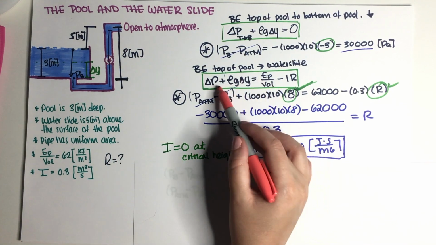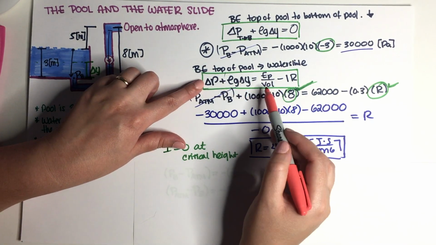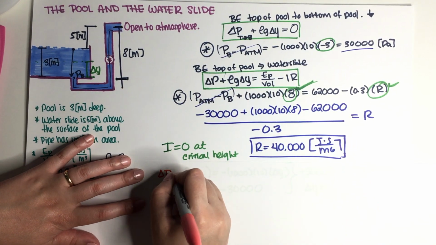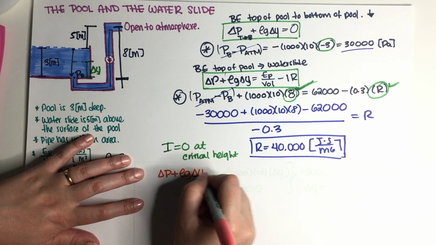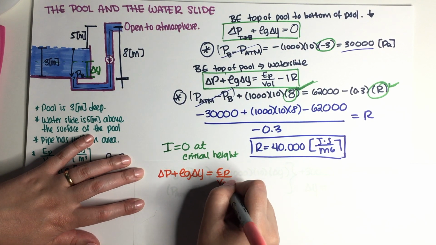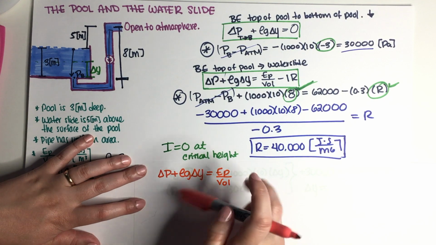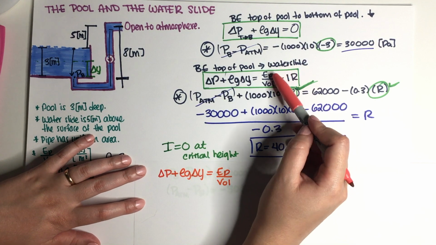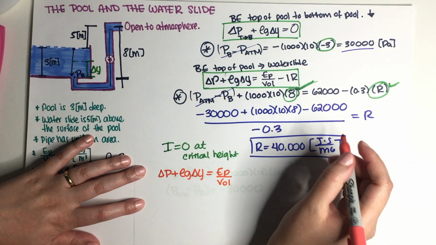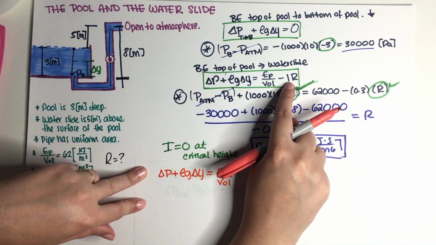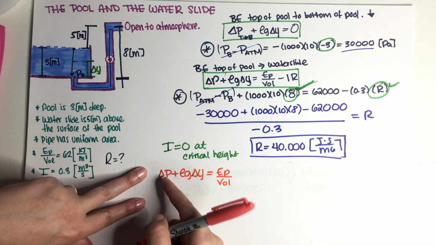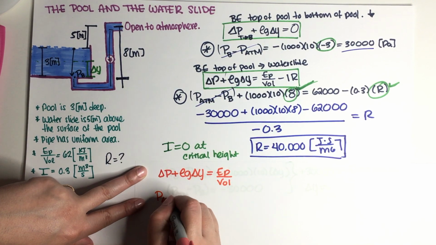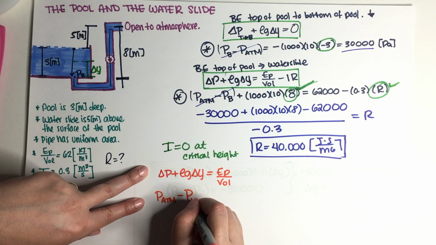So starting with this equation over here, I'm just going to copy it as it is. Delta P plus rho g delta Y is equal to E pump divided by volume, except that now I want to analyze the critical height. So now there won't be an IR term anymore. So this actually is going to go away. So this delta P is still this delta P, which is P atmospheric minus P at the bottom of the pool.